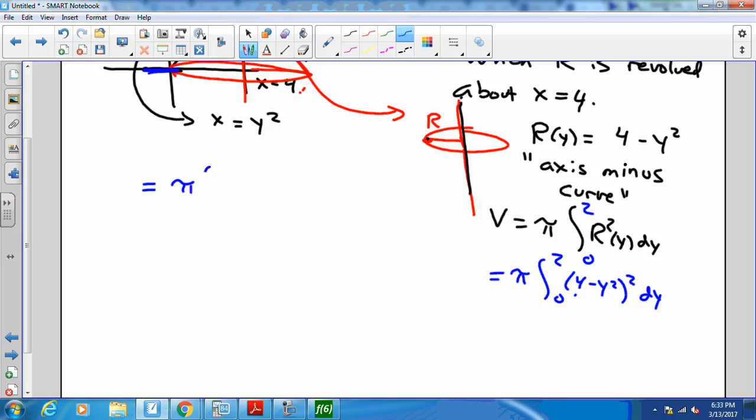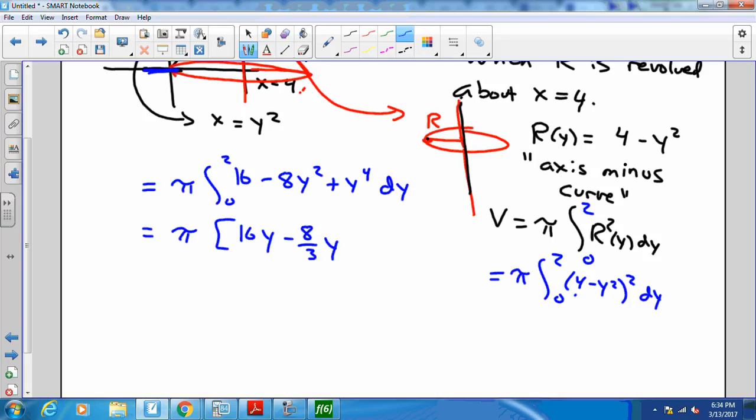Now, don't forget that we're squaring the radius. So the volume is going to be pi times the integral from 0 to 2 of (4 minus y squared) squared, again, this is r squared dy. And this is just a matter of multiplying out the square so that I get the integral of 16 minus 8y squared plus y to the 4th dy, simply multiplying the square out.